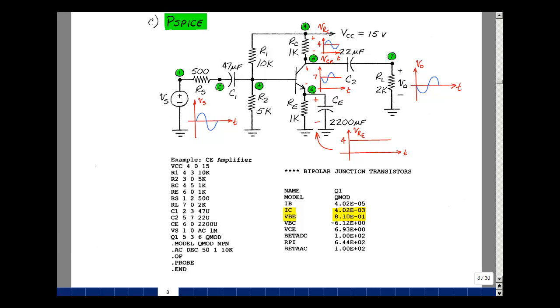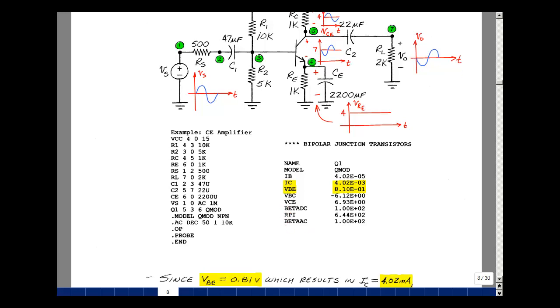I ran the simulation and printed out the operating point information. It gave me the DC results: the base current, the collector current, the base-emitter voltage, the base-collector voltage, and the collector-emitter voltage. It then calculated the DC beta, found r pi, and found the AC beta. We'll later see that these two are not necessarily going to be the same.